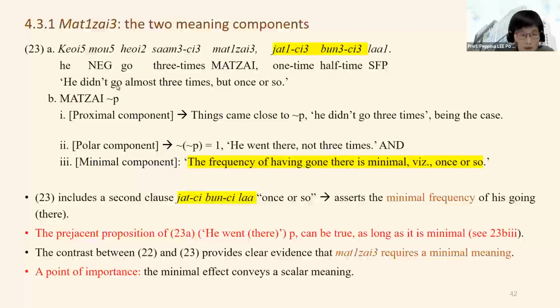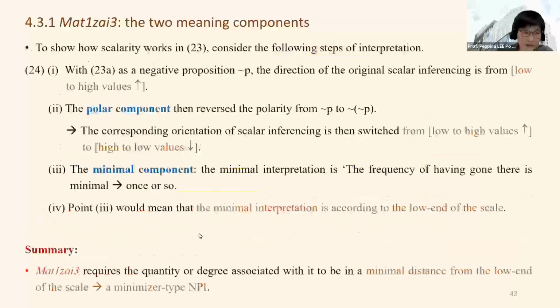However, 23, if we modify the sentence a little bit, 佢冇去3次乜滯，1次半次啦, the sentence becomes good. The issue here is that 23 includes a second clause, 1次半次, which asserts the minimal frequency, the bottom part of the scale. So that's why the minimal component can interpret with the low end of the scale if you add in the 1次半次. This makes 23A a better sentence than the previous version over here, because you have properly introduced the low end of the scale.